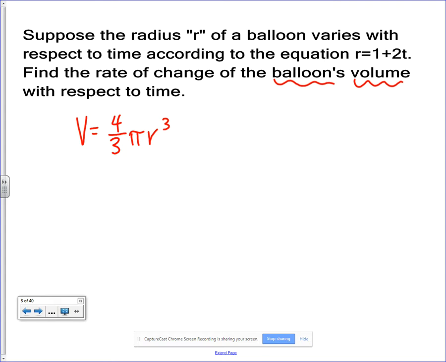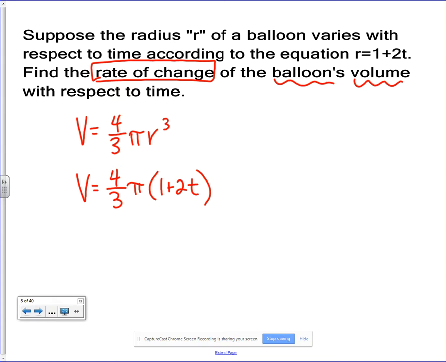It says, suppose the radius r of a balloon varies with respect to the time according to the equation. Now it's telling me what r is. So I need to go ahead and put r into my equation like they tell me here. Looks like that, because it says it varies with respect to time, and time is t, so I have to have t in there. All right, it says find the rate of change. Rate of change, you know, means limit, means slope, means derivative. So I need to find the derivative of this thing.